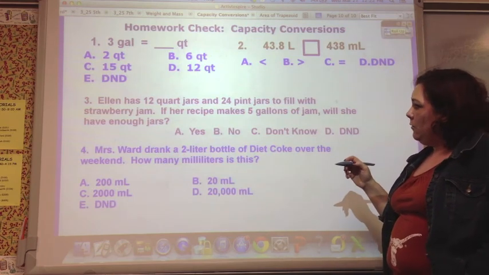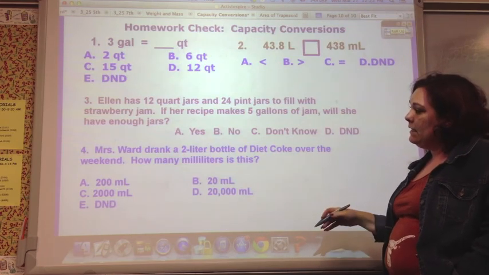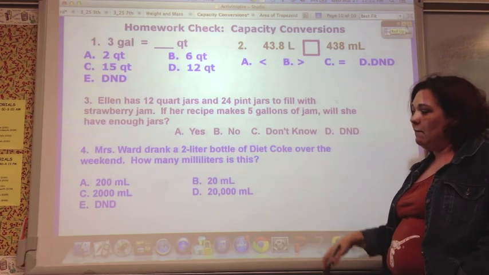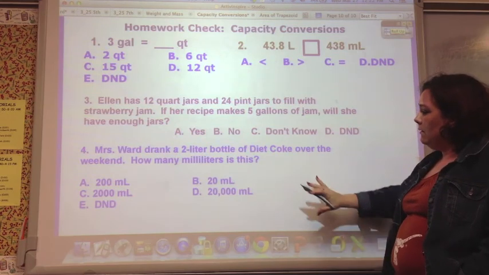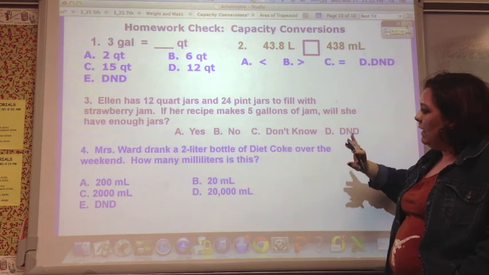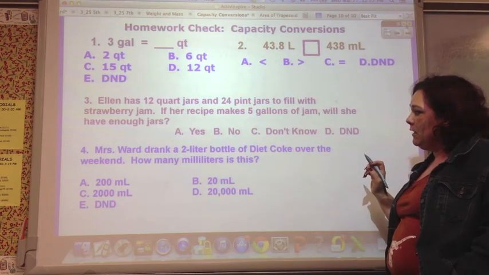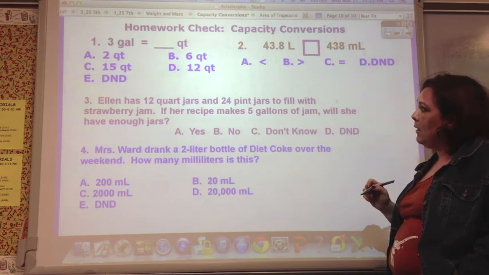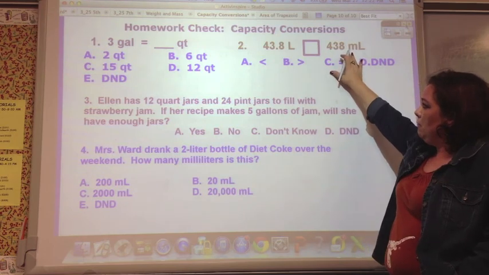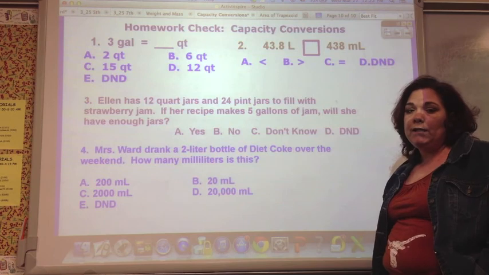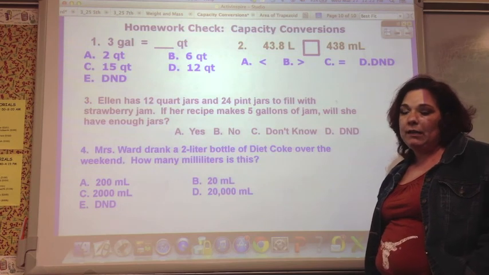Because we are covering capacity, both customary and metric. This is metric, and the rest of it's capacity. And it'll ask you to compare things. And this is also metric. So this will give you a good idea of where you stand on understanding capacity.